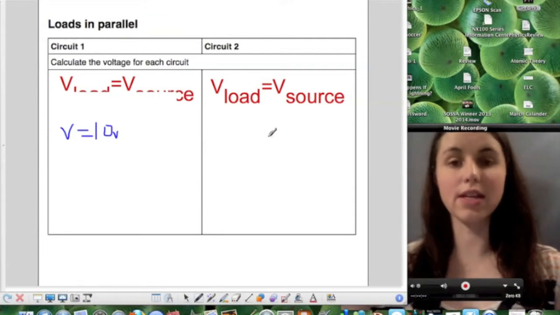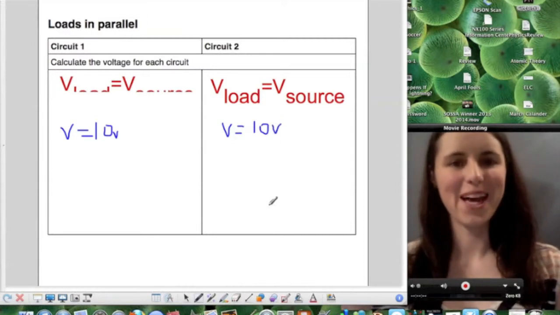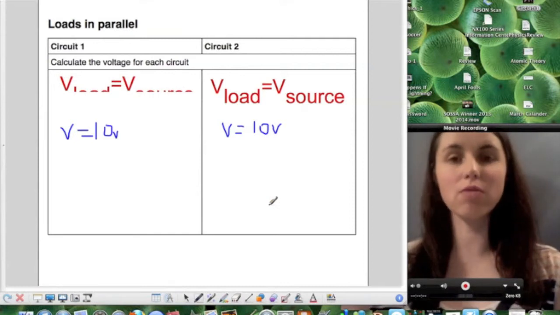Over here, did I give you the source? Yes, I did. I said that V is equal to 10 volts. Are we done? Yes, we are. So voltage stays the same in a parallel circuit. So for circuit 1, voltage is 10 volts, and for circuit 2, voltage is also 10 volts.